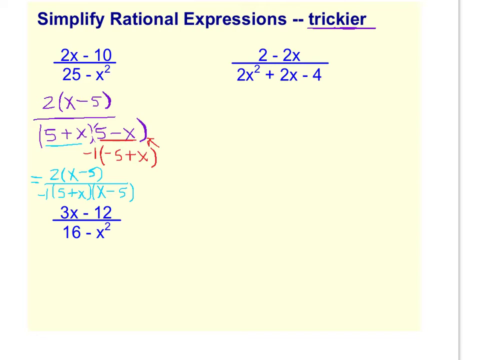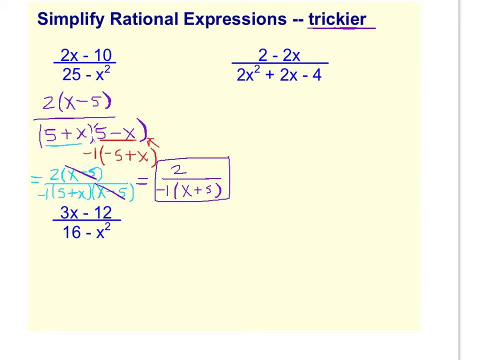Alright, now that everything is factored, anything on the top that matches with the bottom, now the x minus 5s match, and we're able to continue this problem. On the top you have left over a 2, on the bottom you have that negative 1, and then the 5 plus x or x plus 5, you really could write that either way because it's addition. And that's what our final answer is going to look like.